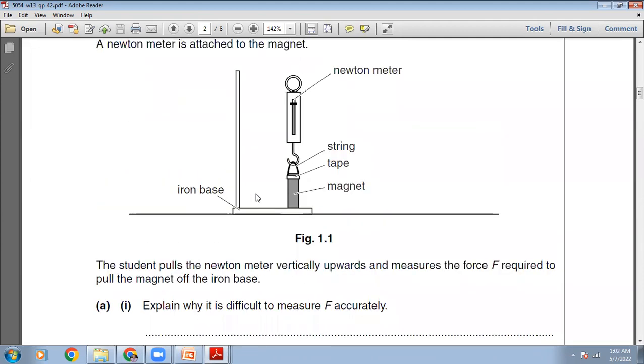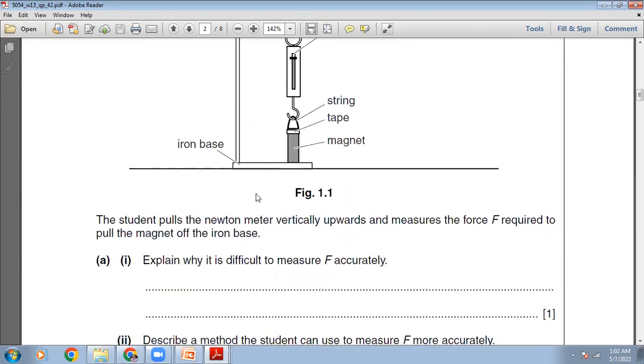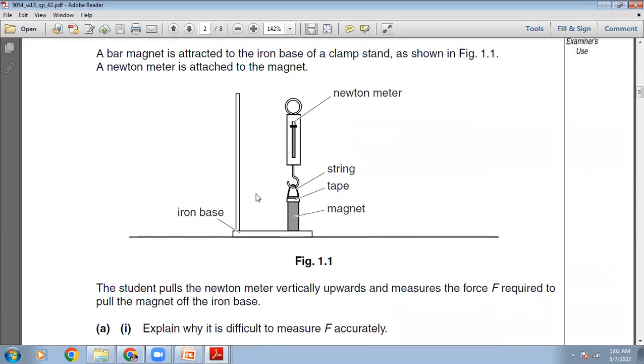You see, in the wording it says a student investigates, so it looks like a single student is working. It's difficult for one student to pull this Newton meter, and when this magnet is pulled off from this iron base, to note what the reading on the Newton meter is. A single student cannot do both these things together. He pulls the Newton meter and he notes what reading is given on the Newton meter. So it's quite difficult for a single student to do this.